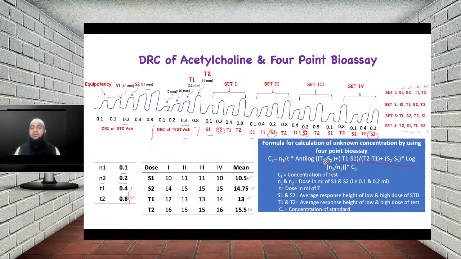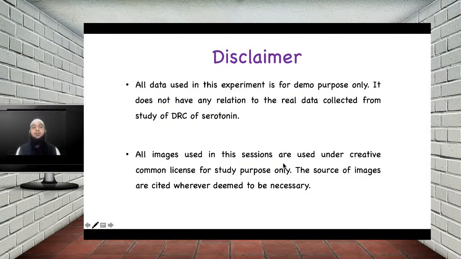Now you have completed this bracket. For this complete reading, whatever you get, you need to take the antilog. This antilog will be multiplied by the concentration of the standard, and whatever value you get can be multiplied by n1 by t. And now you will get the Ct, that is the concentration of the test. So this is how you calculate the unknown concentration of acetylcholine by using the 4-point bioassay.